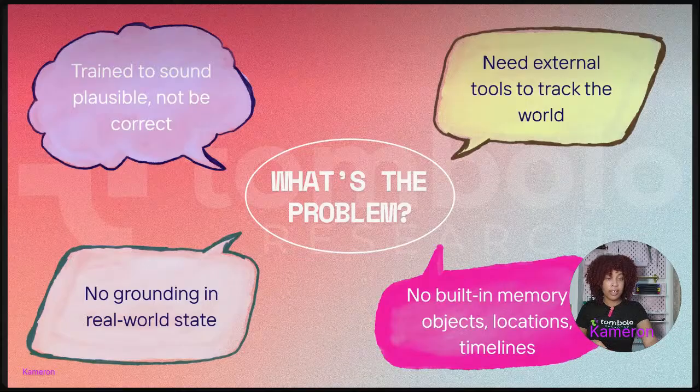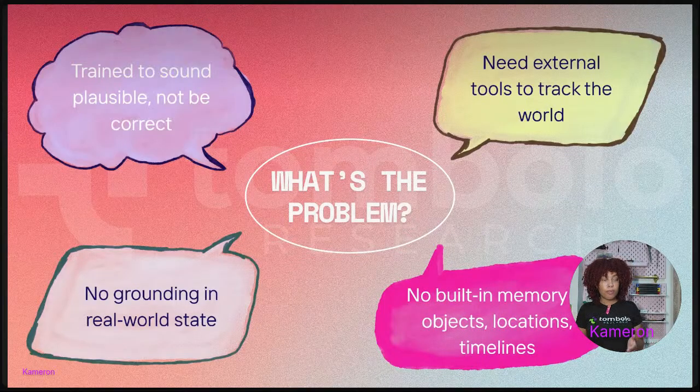And again, they have no built-in memory of any objects, locations, or timelines. It's all dependent on what data set you gave it to train on. So as I mentioned before, a lot of the bigger models are trained on the internet, for example. And if they're only training on internet data from maybe the beginning of time to 2022, then anything that happens after that, even a day after that, it's not going to know. It's not going to understand. It just doesn't have that context.